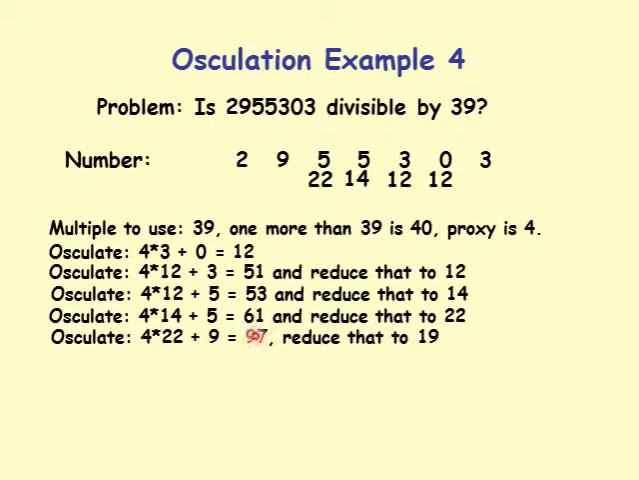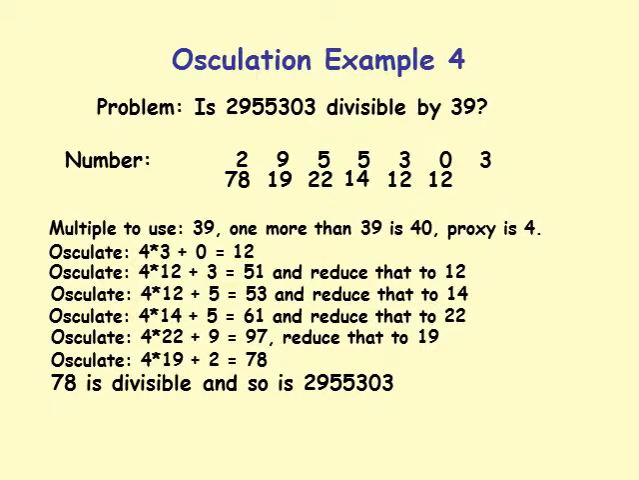97. We take away 78, which is 2 times 39. 97 is too much, more than 39, so we reduce that to become 19. Let's continue. Now we osculate again, 19 on the right and 2 on the left. 4 times 19 is 76 plus 2 is 78. And 78 is 2 times 39.